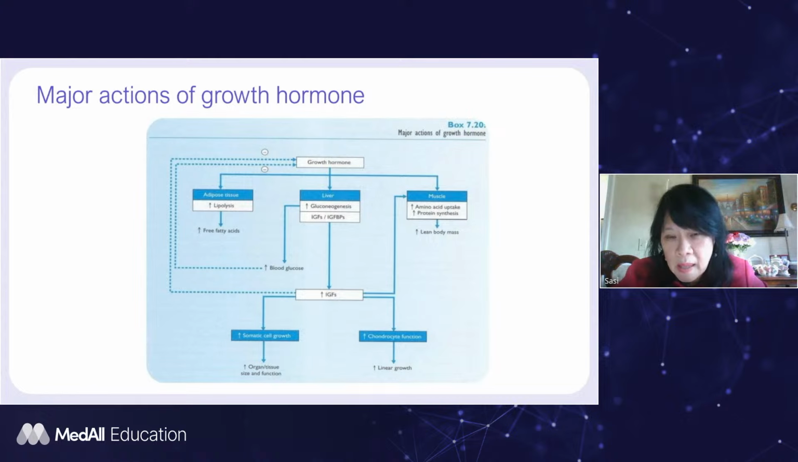And another action of growth hormone is on the muscles, that you have increased protein synthesis in the muscle and increased lean body mass. So these are major actions of growth hormone.